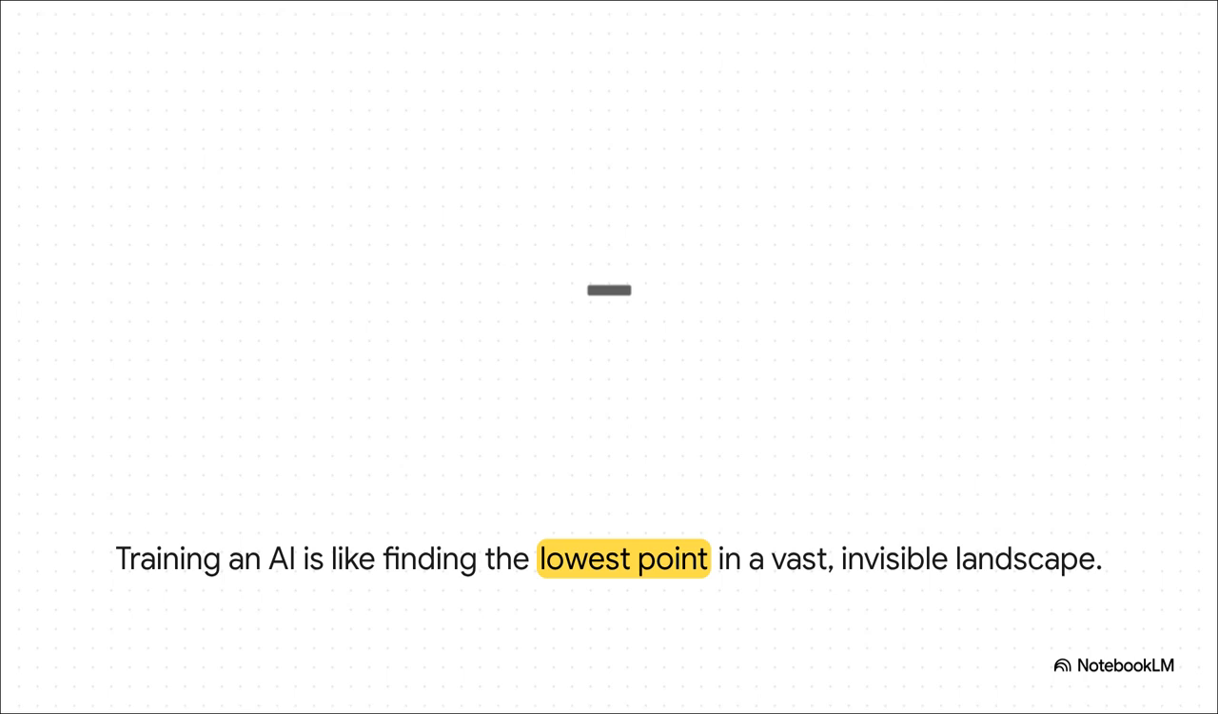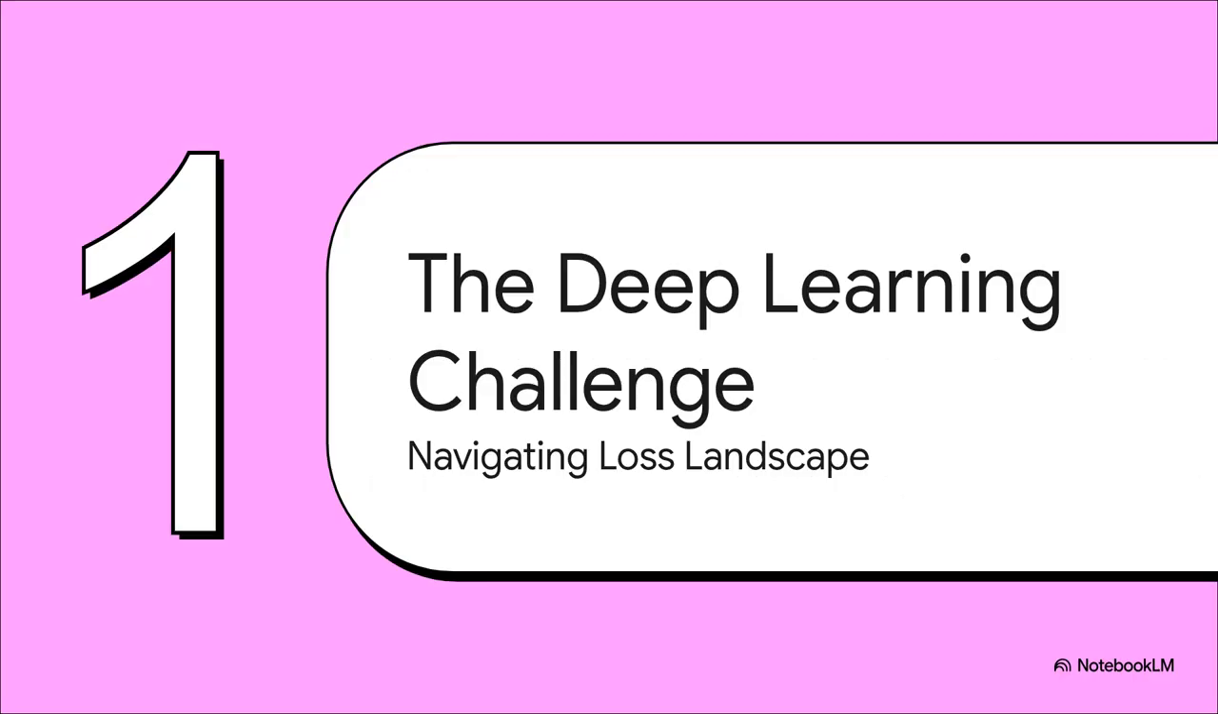Every single spot on this landscape is a different version of our AI model, and how high up you are, the altitude, that represents how much error or loss that version has. So training an AI, it's really just the art of walking downhill, one step at a time until you just can't go any lower. So that's the core challenge of deep learning right there.